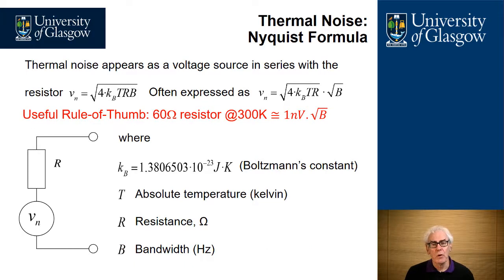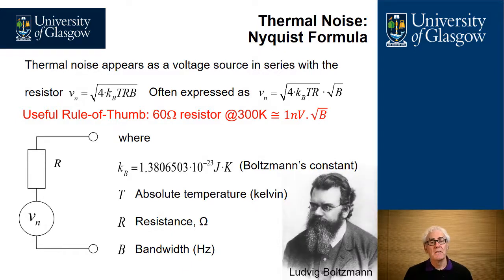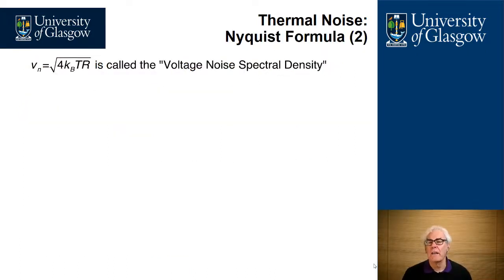I use a useful rule of thumb, which is that a 60 ohm resistor at 300 Kelvin is very close to 1 nanovolt multiplied by the square root of the bandwidth. And using that figure, I can actually calculate out noise equations and analysis in my head. And this is all thanks to Ludwig Boltzmann, who established the Boltzmann's constant many years ago. So let's look at how we calculate out noise in more detail.